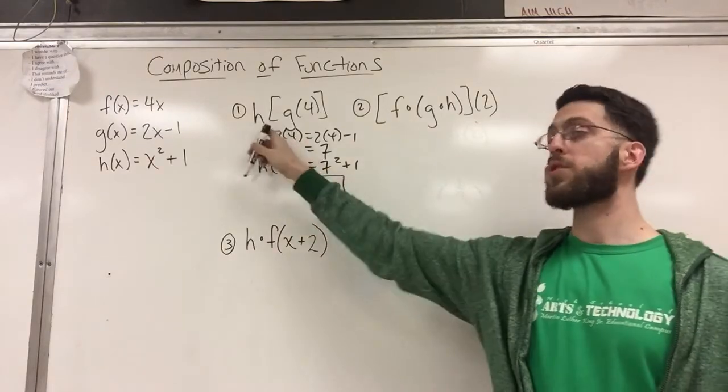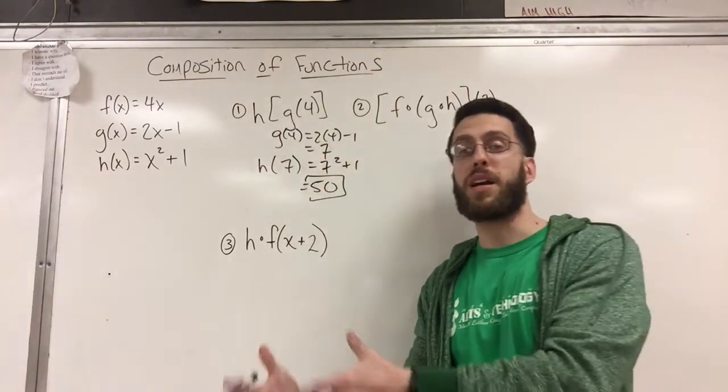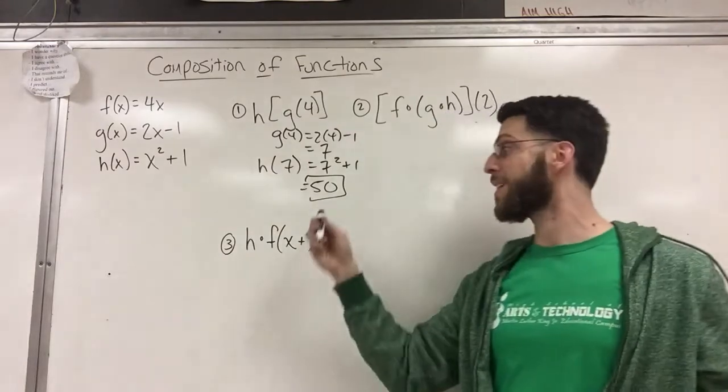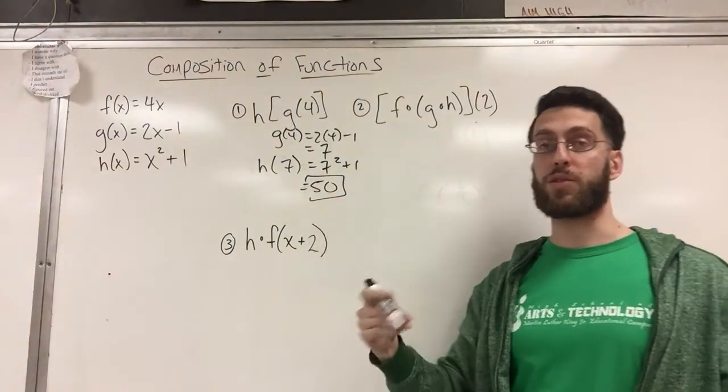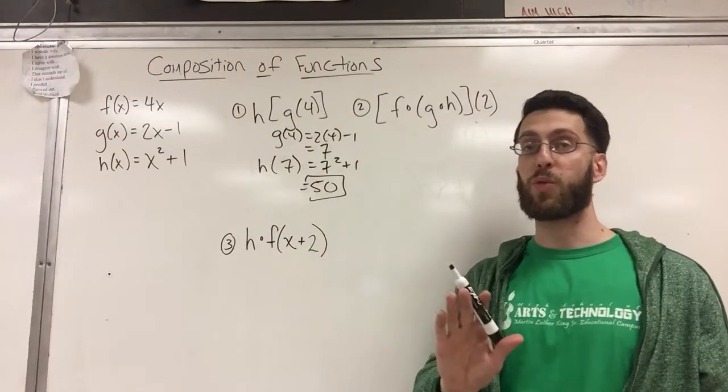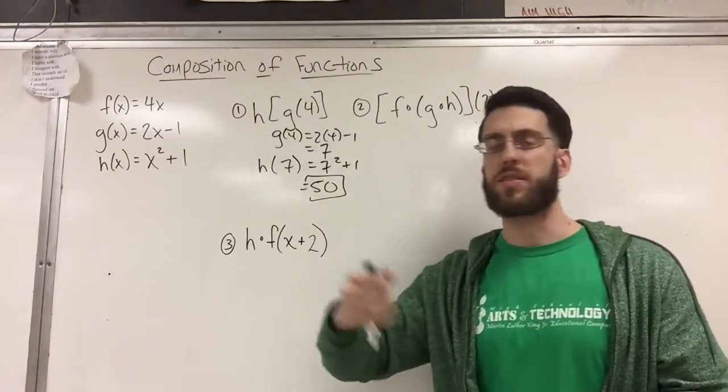So this composition of functions, I put some money in the bank, I took it out, I did something else, and I ended up at the end of the story with 50. Okay? Simple as that. It's not overwhelming. Don't get overwhelmed, or it might be overwhelming. Just take it step by step.